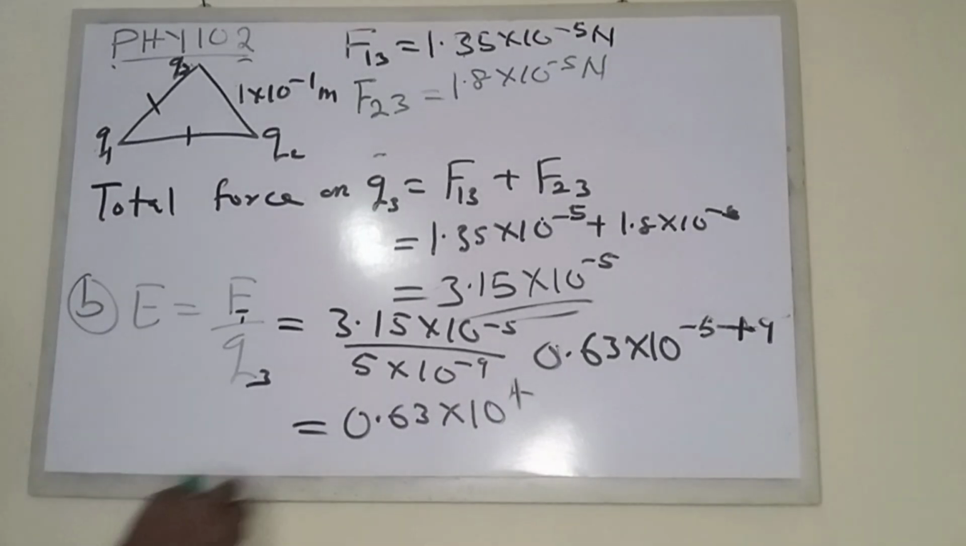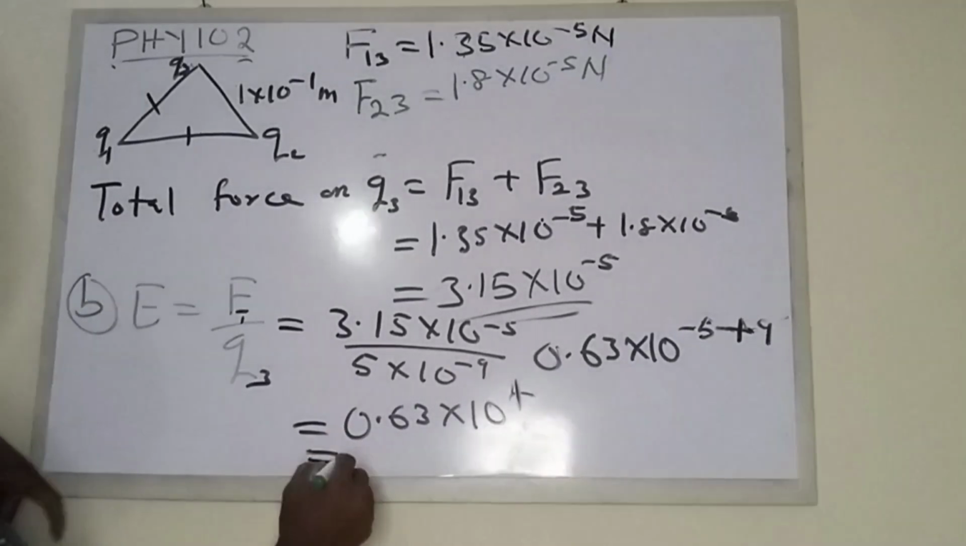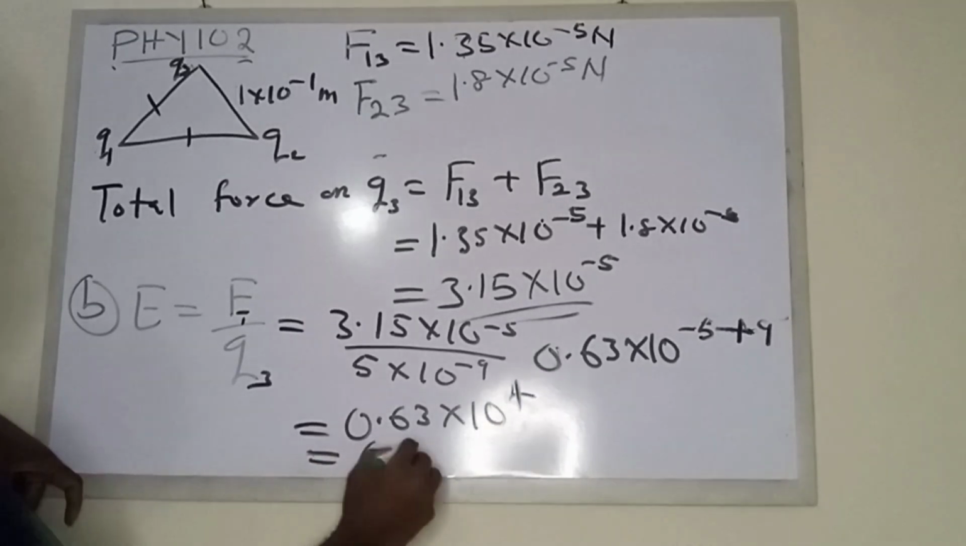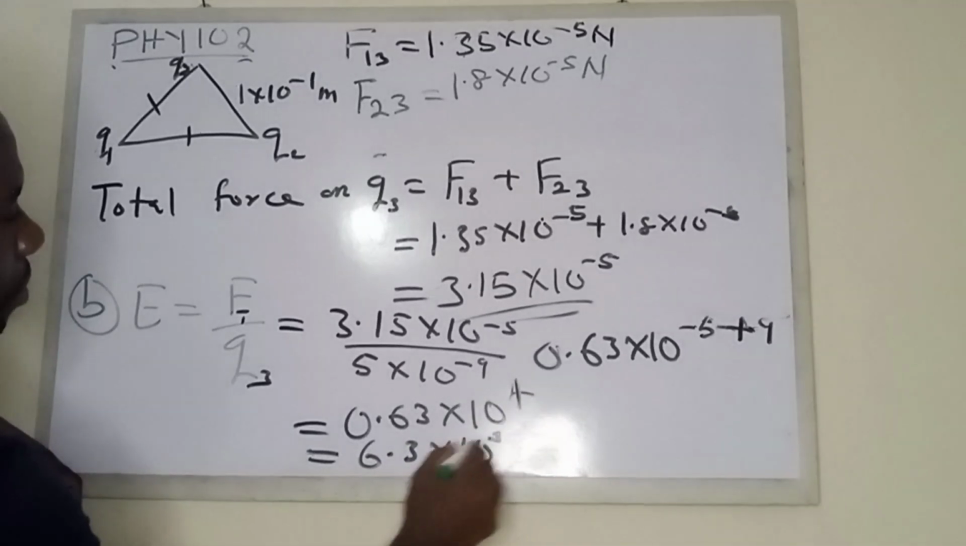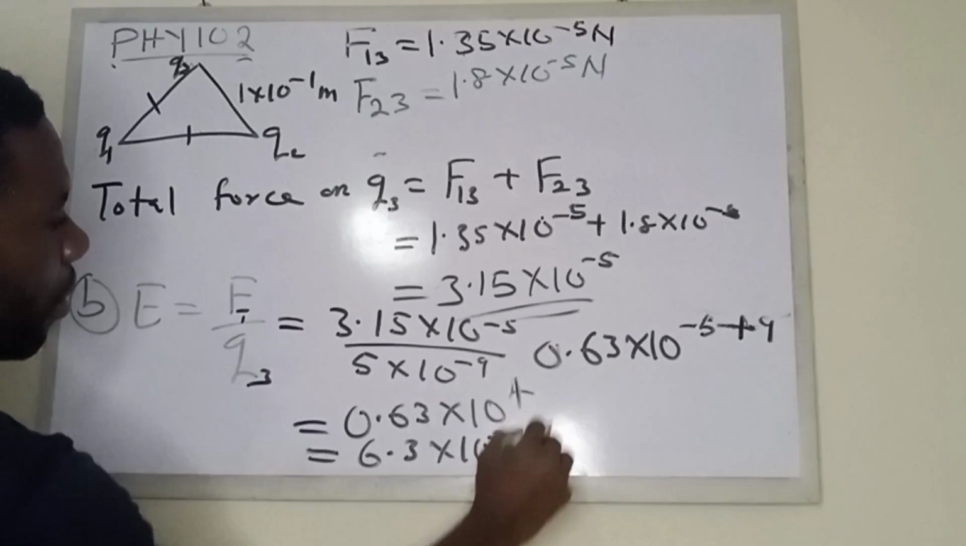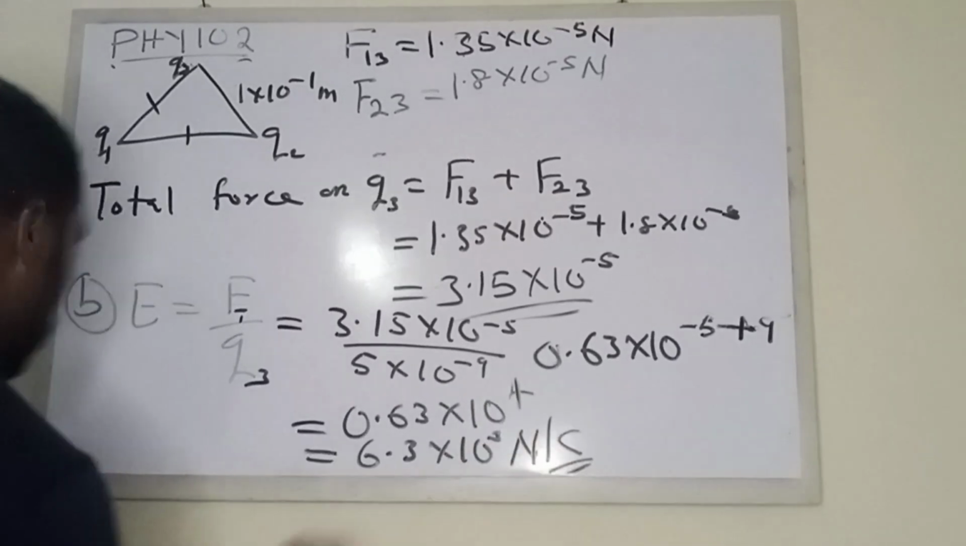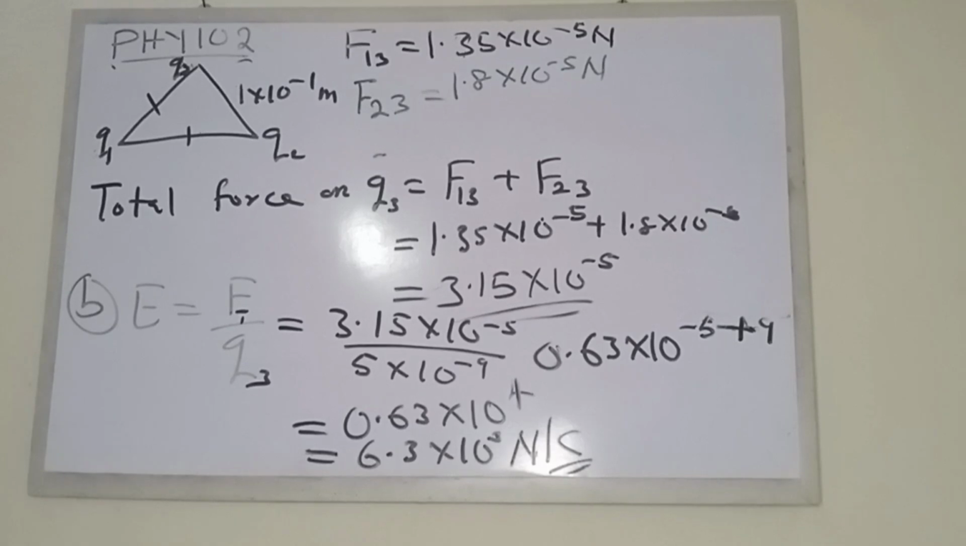So therefore, we can still put it in standard form to become 6.3 times 10 raised to the power of 3 Newton per coulomb. So this is our final answer.